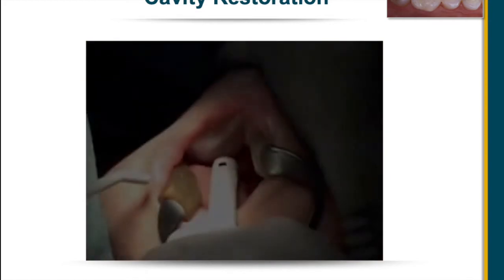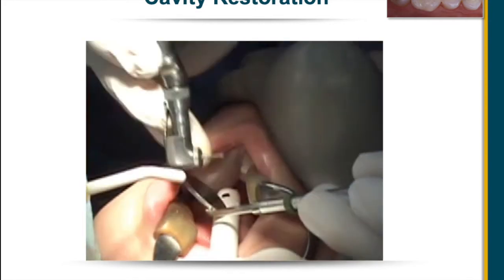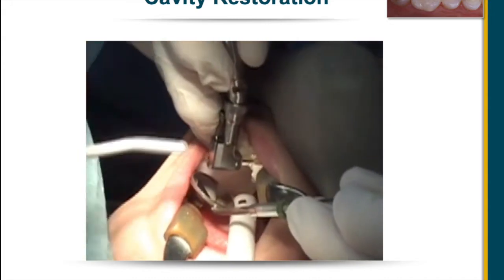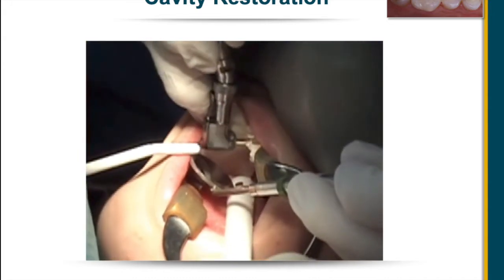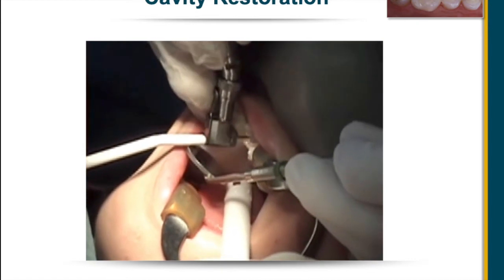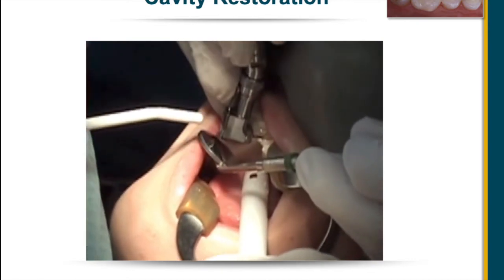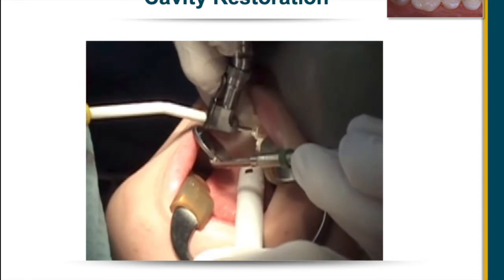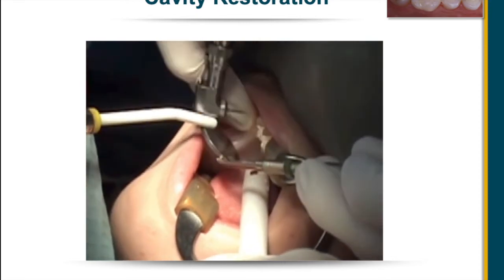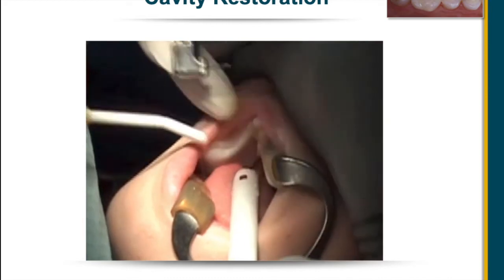You'll note the position of the air-water syringe changes slightly. The mirror is the same and the high-volume suction is the same, but the air-water syringe is now blowing up into the preparation, not in front of the mirror, but blowing up into the preparation to eliminate the sawdust or tooth dust, as it were, from the preparation so the doctor can see.